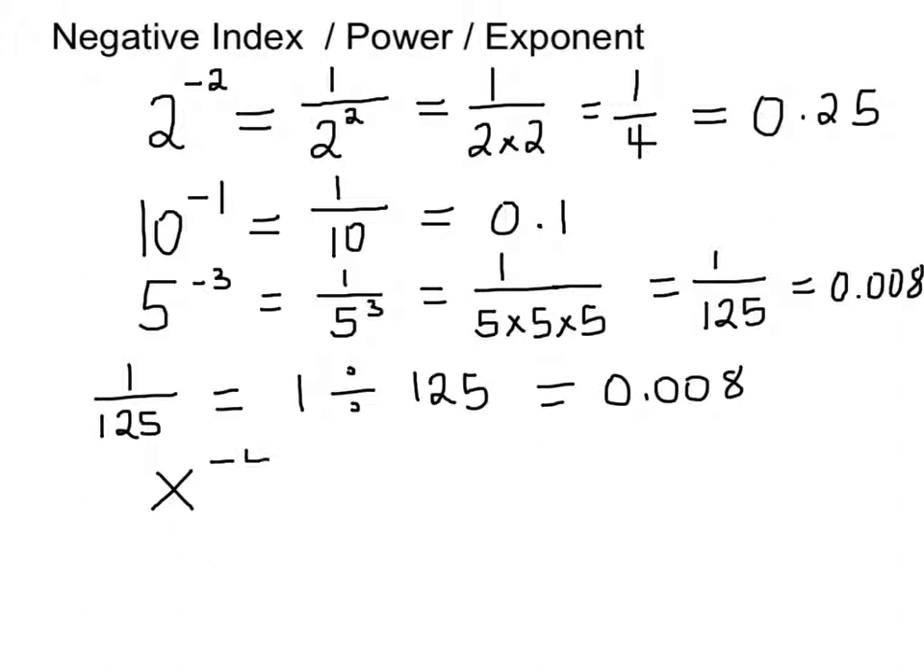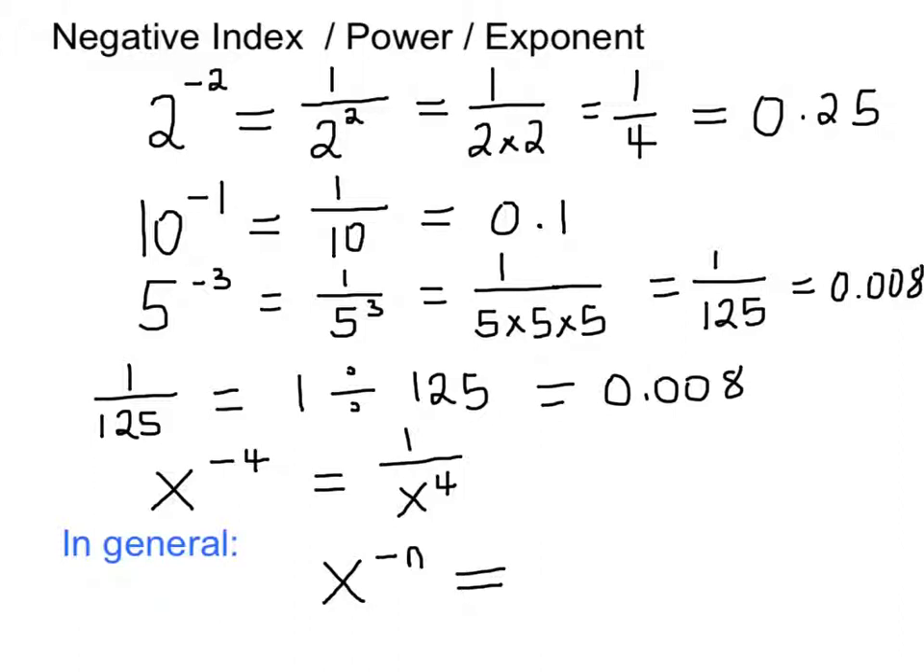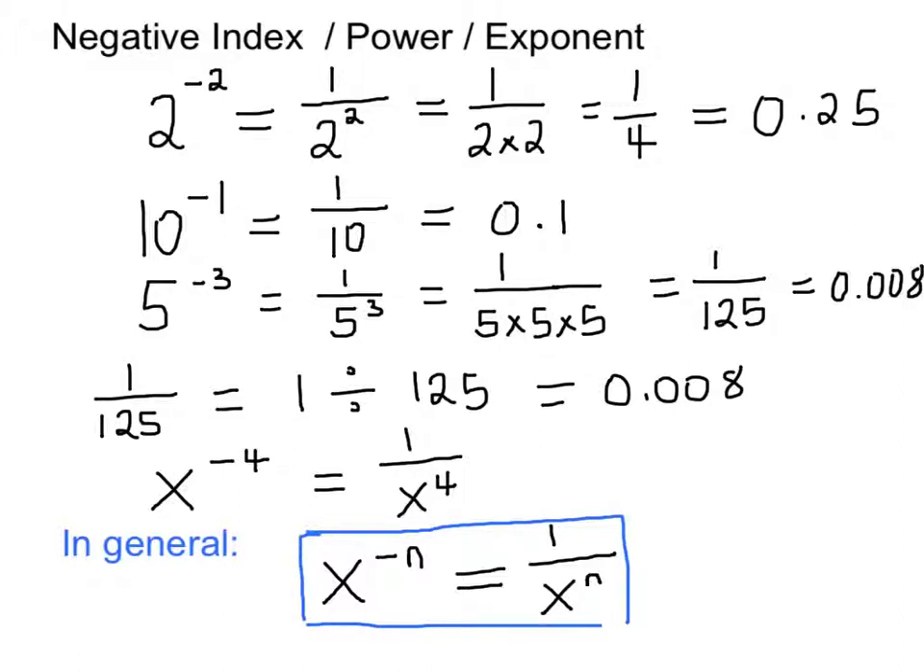Likewise, if x is any particular number which we don't know the value of, x to the power of, let's say, minus 4 can also be written as 1 over x to the power of the positive 4. So, in general, any number x to the power of a negative n value is equal to 1 divided by x to the power of n. Let me just put a box around that to highlight that x to the power of minus n is equal to 1 divided by x to the power of n.